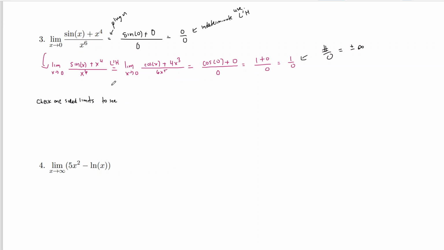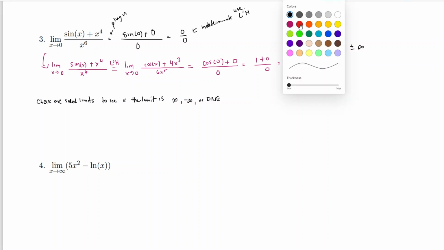We want to check the one-sided limits to see if the limit is infinity, negative infinity, or does not exist. Because the one-sided limits might be the same, and if they're the same, it's going to be one of these. If the one-sided limits are different, then it's going to be one of these. Now, as far as checking the one-sided limits, we don't actually go through and do L'Hopital's rule again because we're just going to do the same thing with a plus or a minus here.